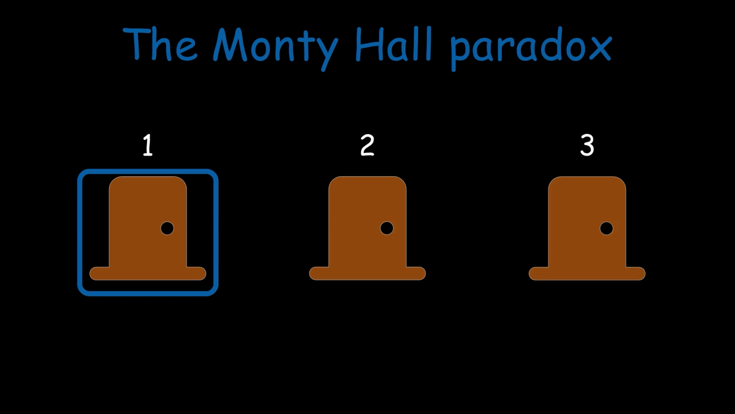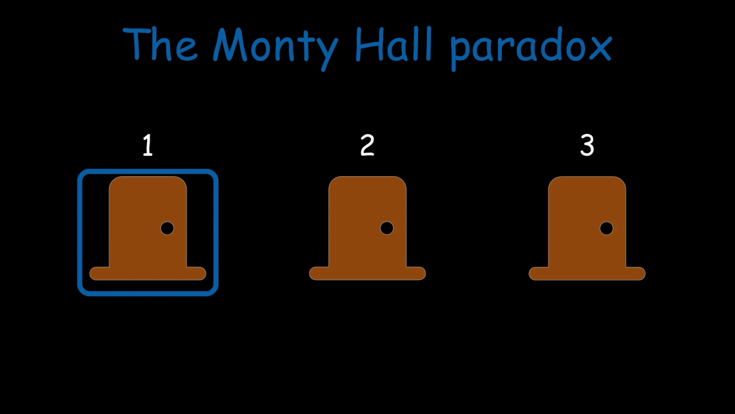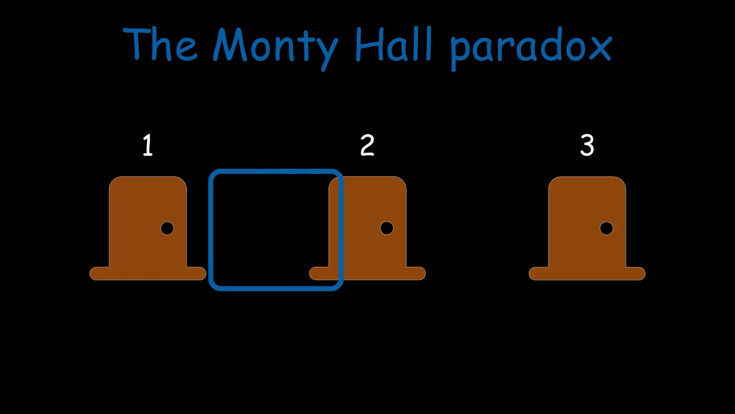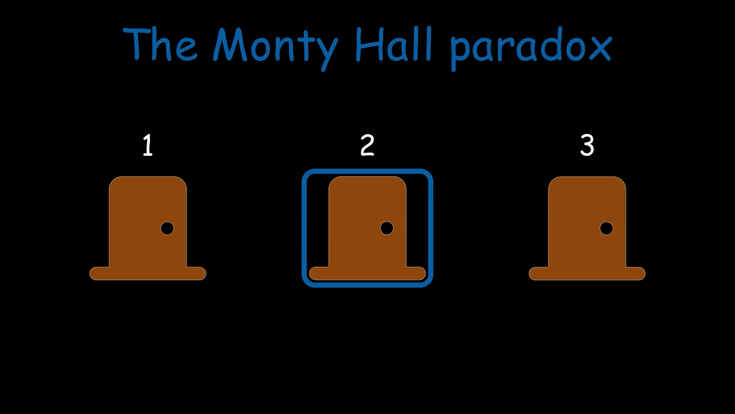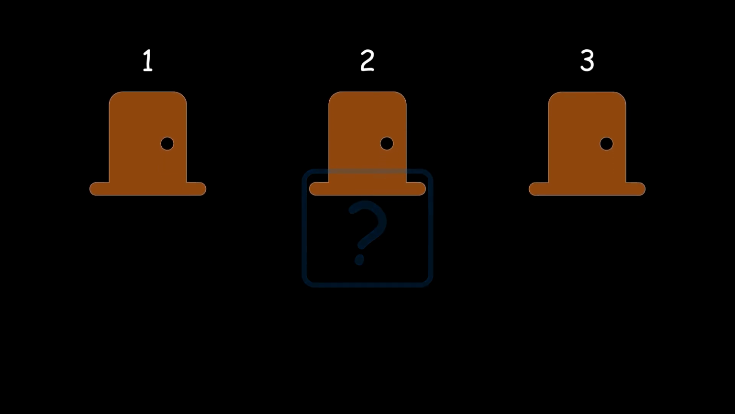The contestant is then given the option to switch to the other unopened door. Should the contestant switch doors or stick with their original choice? The answer is that the contestant should always switch doors to maximize their chances of winning the car. But why is this the case? In this video, we will explore the Monty Hall problem and explain why switching doors is the best strategy.